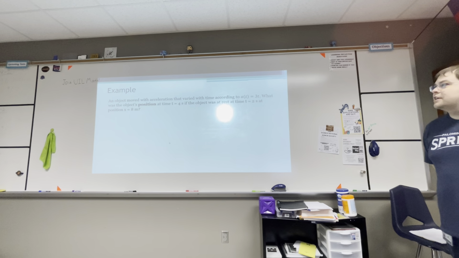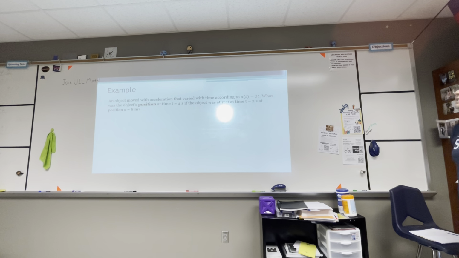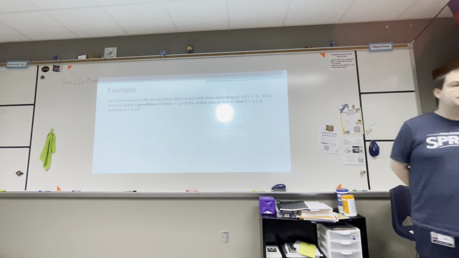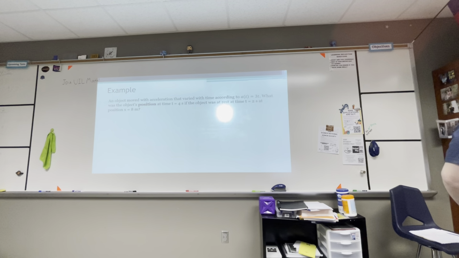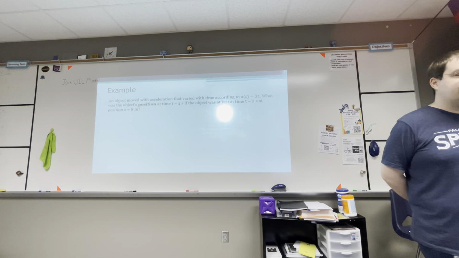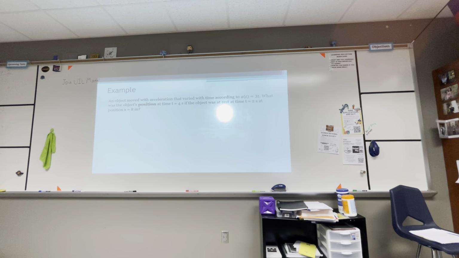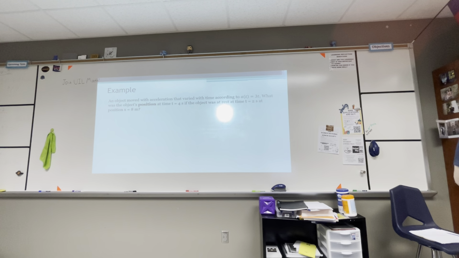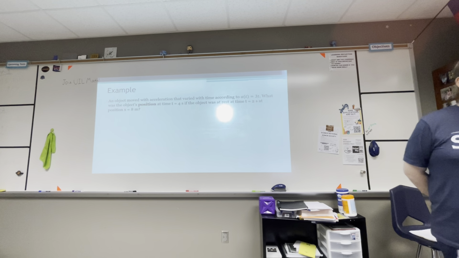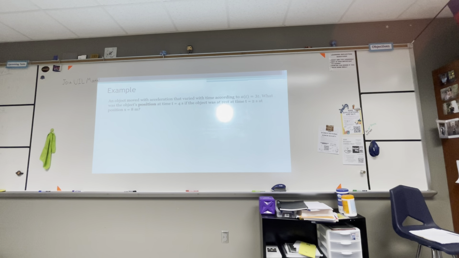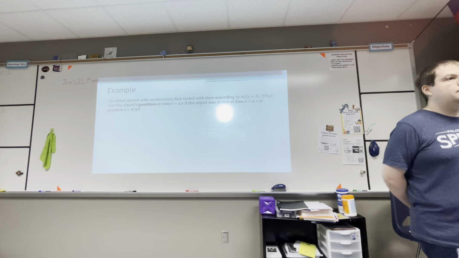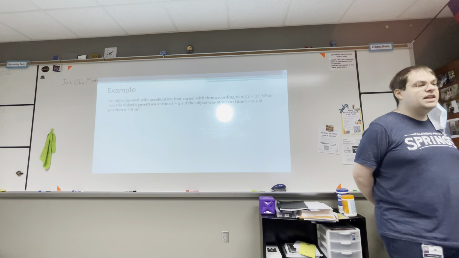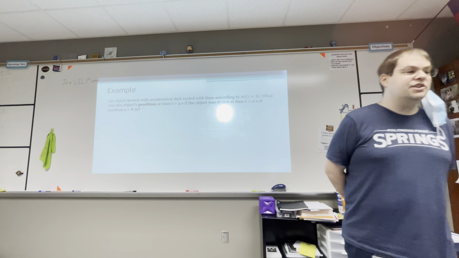So here we have an object that's moved with an acceleration that varied with time according to a(t) equals 3t. So we have our acceleration function. What was the object's position at time equals 4 seconds, if the object was at rest at 2 seconds at a position of 8 meters? Well, if we have the acceleration function, we want to know the position. What do we need to do? Anti-differentiate twice. So we got to go to the velocity function and then go to the position function.